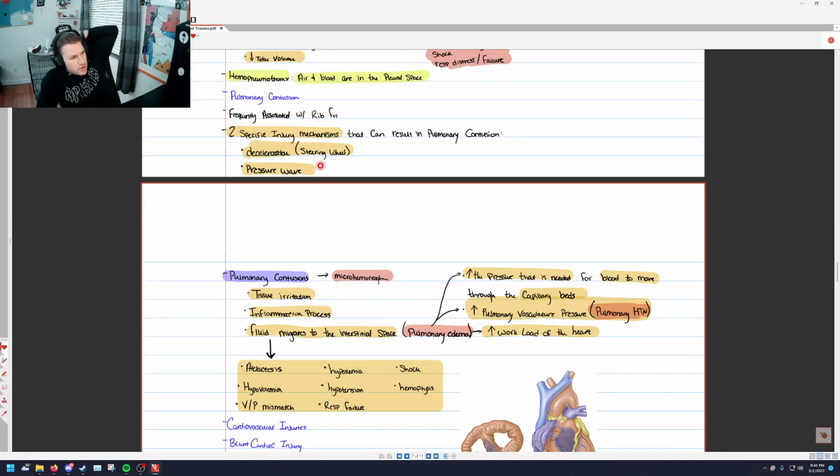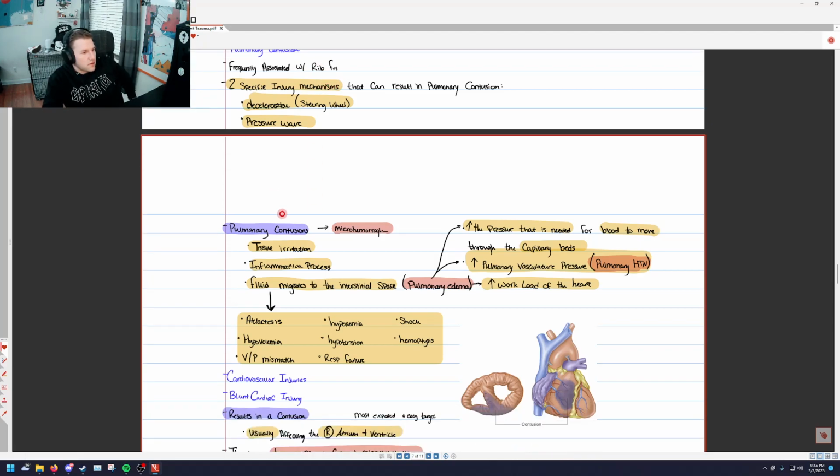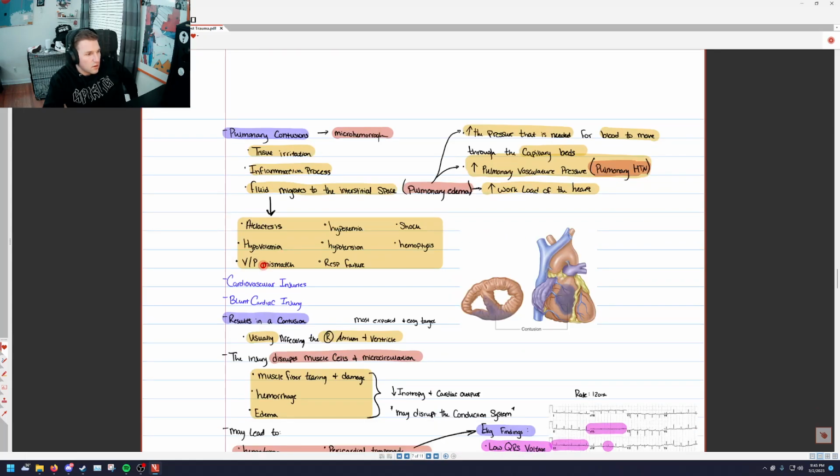If we have pulmonary contusion, just be ready if there's a couple fractured ribs, just to look for that. But these can get kind of dangerous. You can have microhemorrhaging. This will irritate your tissues. They'll start the inflammation process. Fluid will shift from intravascular to interstitial, and you'll have pulmonary edema. And you might actually have evidence of pulmonary hypertension developing.